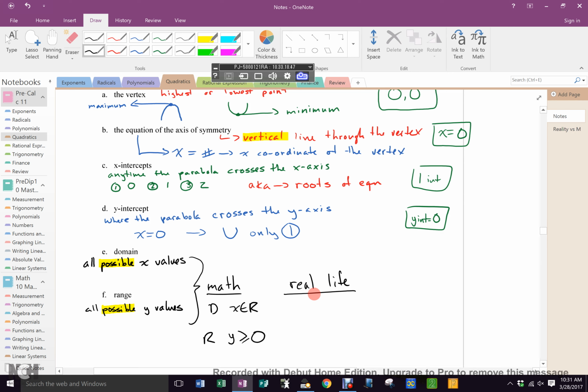Does everybody understand? So in real life, you have to be careful about the domains and range because real life restricts domains and ranges. Is everybody cool with the basics? Everyone's good? Okay.